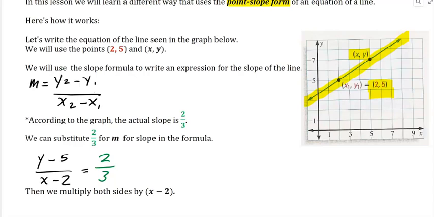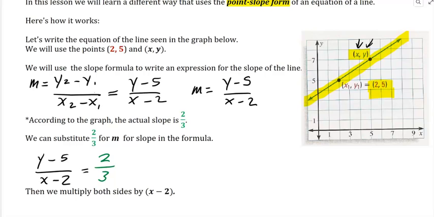So remember, slope formula, folks, that is m equals y sub 2 minus y sub 1 over x sub 2 minus x sub 1. That's the slope. Now we're going to substitute the values that we see on the graph. So y sub 2 is just the y, so y minus y sub 1, which is 5, and x sub 2 is just x, minus x sub 1, which is 2. So the slope so far is y minus 5 over x minus 2.